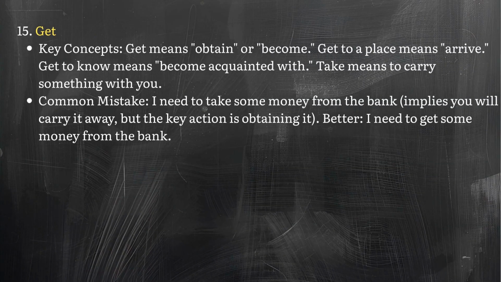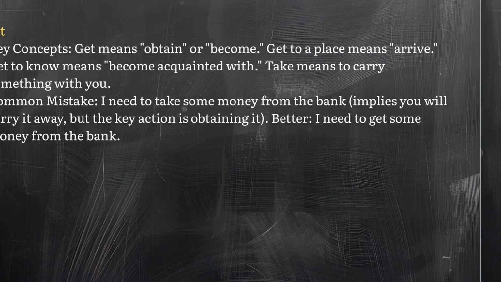The verb get has many uses. It can mean obtain, as in get a ticket, or become, as in get tired. Get to a place means to arrive. Get to know someone means to become acquainted with them. Remember that take means to carry something with you, while get means to obtain it.